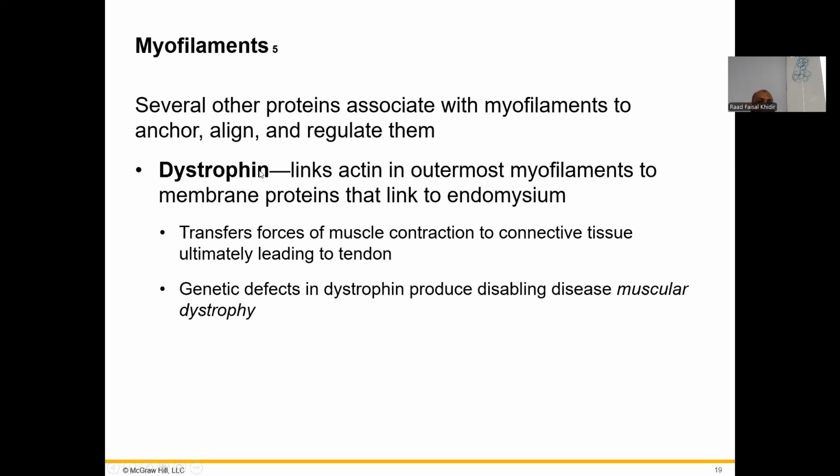So you have dystrophin. Dystrophin links actin in the outermost myofilament to membrane proteins that link to the endomysium. It transfers forces of muscle contraction to the connective tissue, ultimately leading to the tendon. There are genetic defects in dystrophin that produce a disabling disease known as muscular dystrophy.